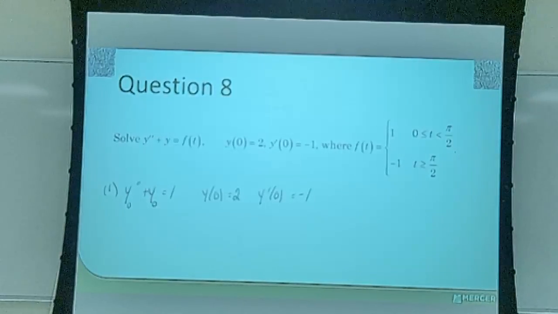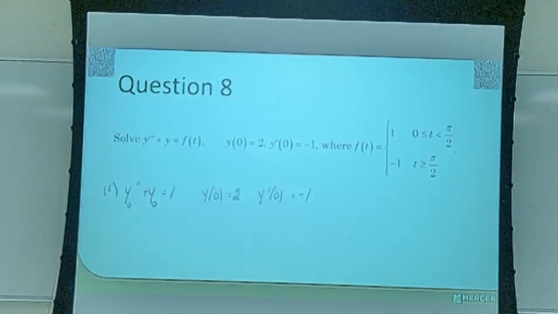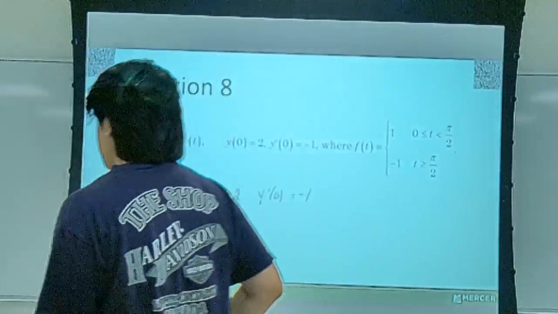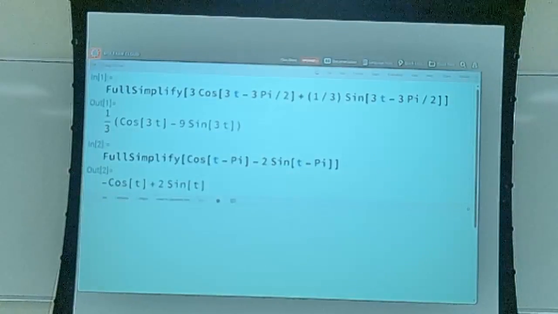Let me show you how to do it on Wolfram. I think your calculator can also solve differential equations. I'm not sure if it can do IVPs. It should be able to. I don't see why it wouldn't be able to. DSolve.